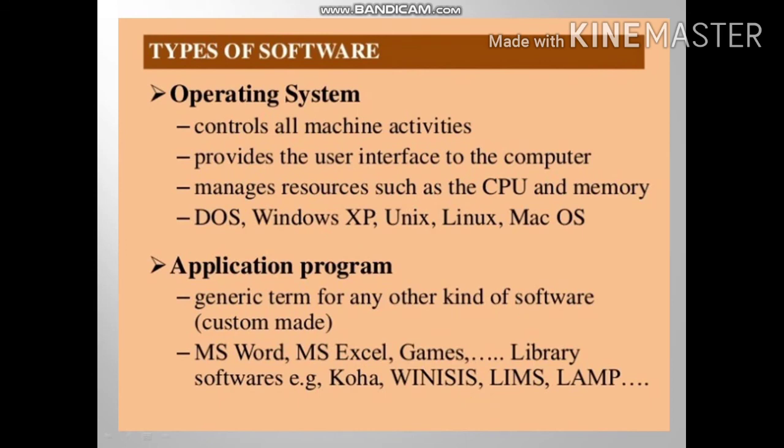One is operating system. What does operating system mean? It operates the system. System means computer. If you want to switch on the system without software, it is not possible. That is called operating system. Another is application program. Operating system controls all machine activities, provides the user interface to the computer, and manages resources such as the CPU and memory. Examples: DOS, Windows, Unix, Linux, Mac operating system.